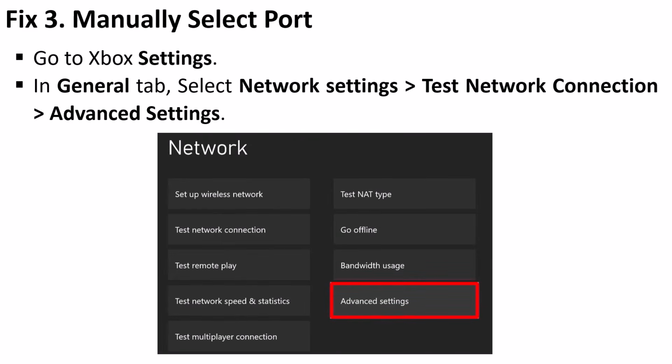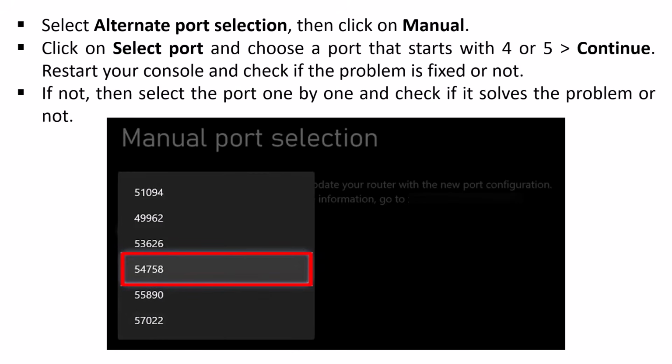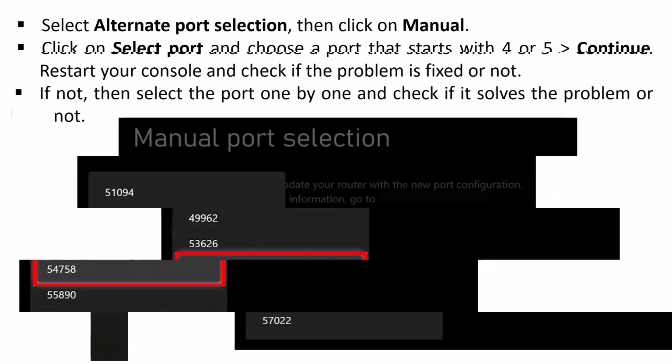Fix 3, manually select port. Go to Xbox settings, in general tab select network settings, test network connection, advanced settings, select alternate port selection, then click on manual, click on select port and select a port that starts with 4 or 5, continue. Then restart your console and then launch the game and check if your problem is solved or not. If not, then select the port one by one and see which one works for you.